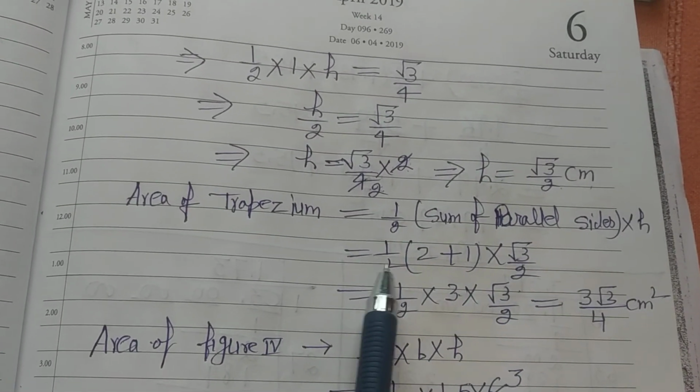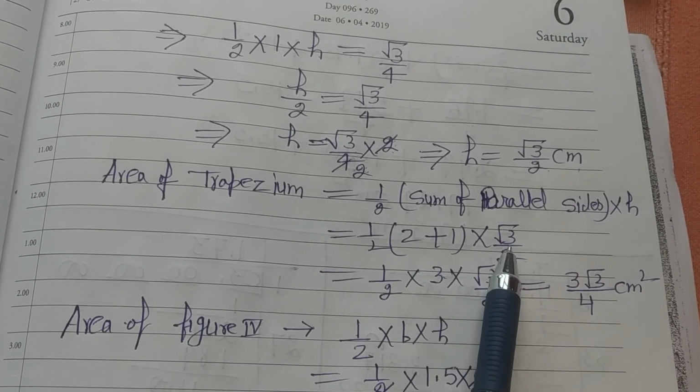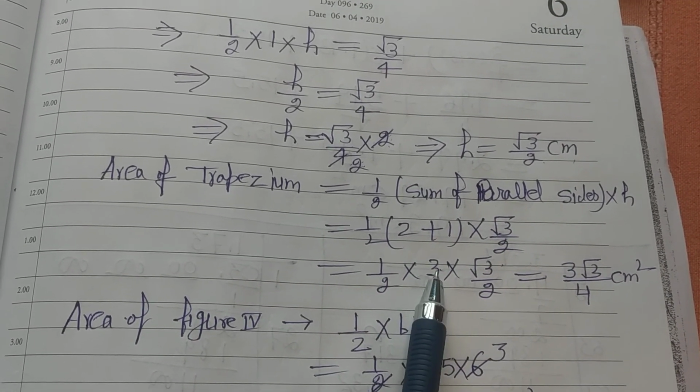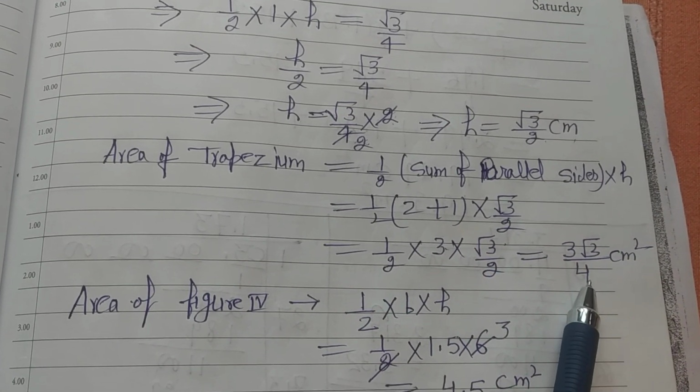Now area of trapezium is 1 by 2 sum of parallel sides into height. So parallel sides are 2 and 1, into height under root 3 by 2. So 2 plus 1 is coming 3. So it is coming 3 into under root 3 and 2 into 2 is 4. So it is coming 3 under root 3 by 4.